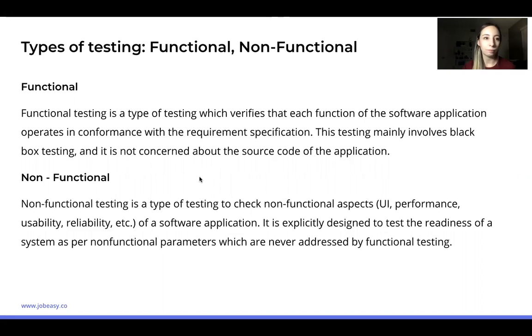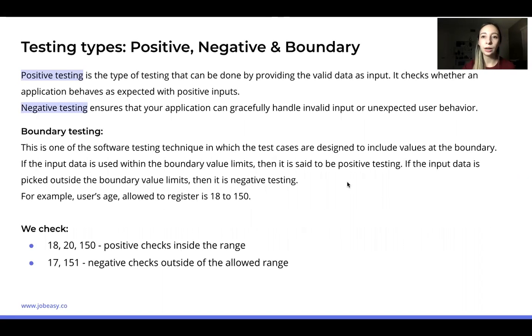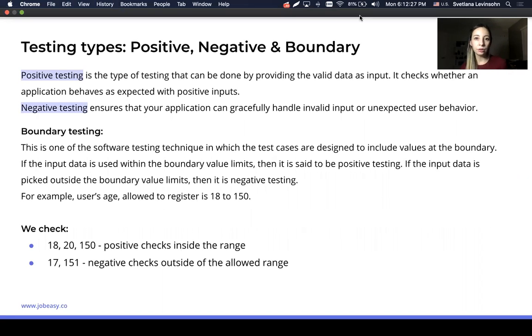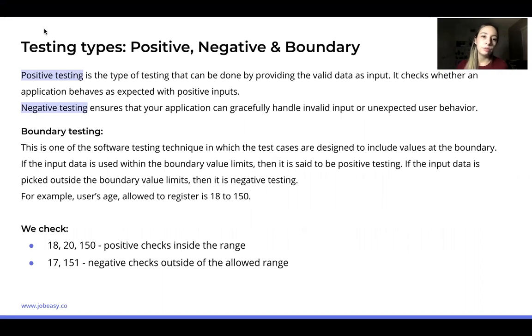So let's continue. The next classification that I wanted to talk about today divides our testing into two main kinds, which are positive and negative. We also define boundary testing, but that's more like a technique. So I'm going to talk about that in a second. So first of all, positive testing and negative testing.